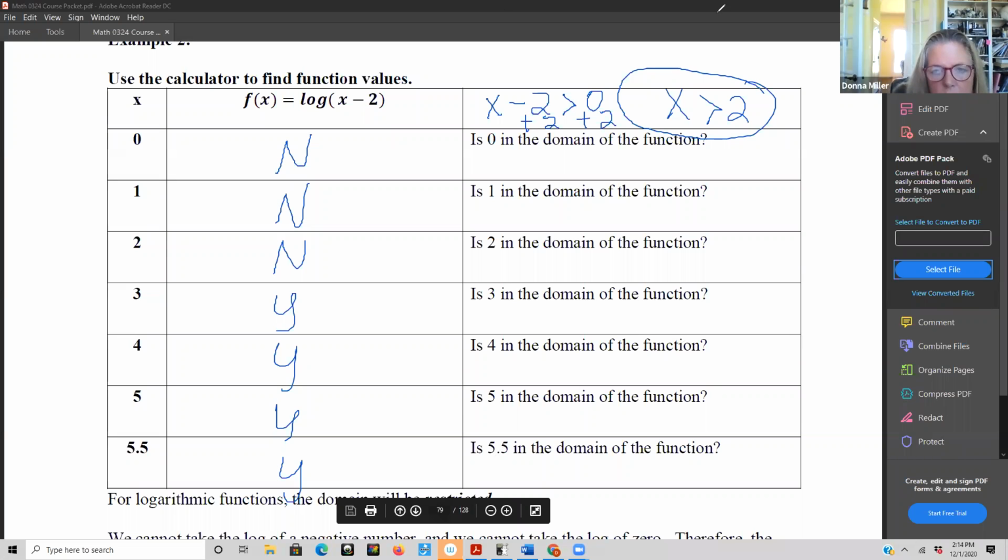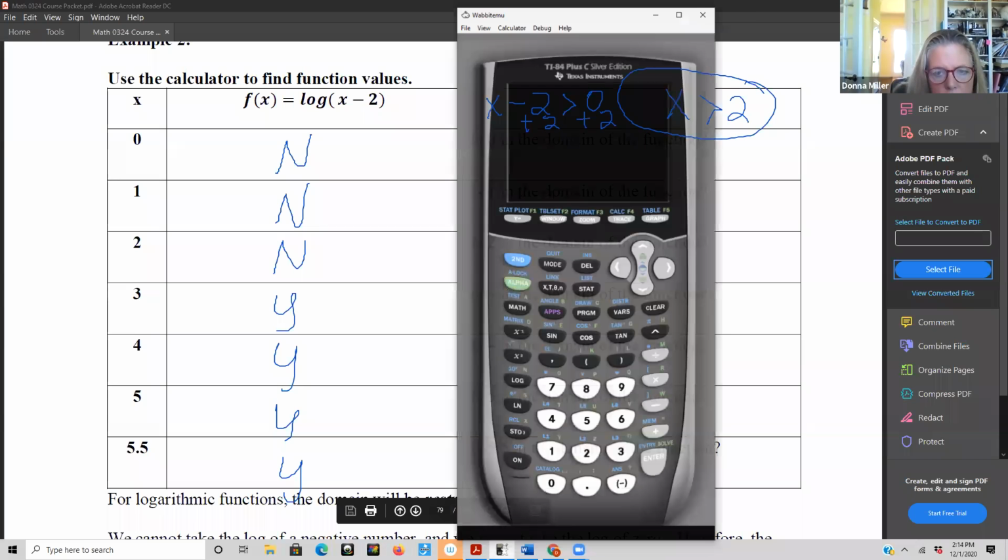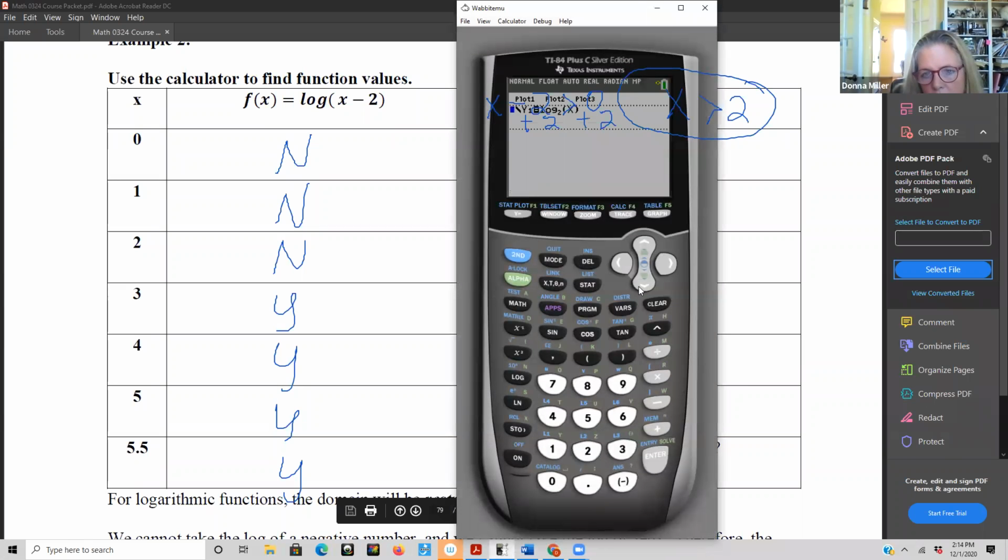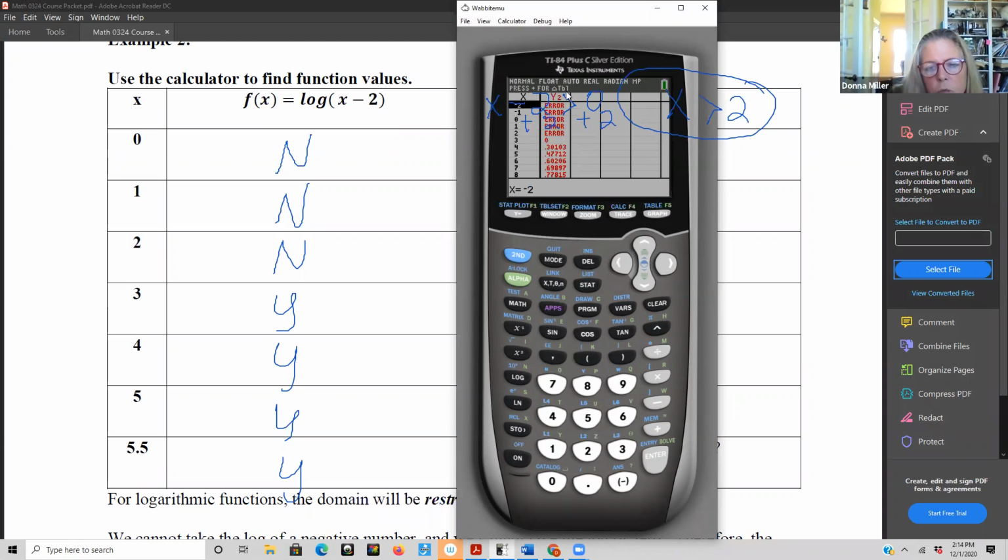Just to show you on the graphing calculator, I'm going to graph the log of x minus 2. Typing log of x minus 2. And if I go into the table, you can see for anything 2 or less, you have an error. So it's not in the domain.